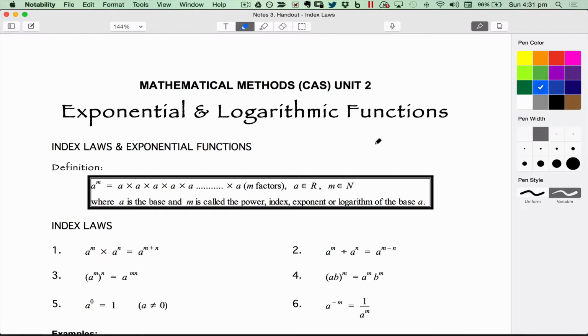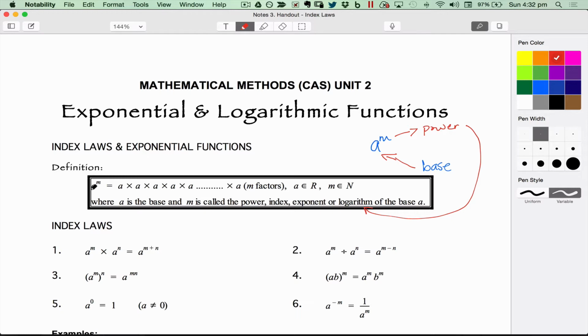Now when we have an index written out, and I'm just copying this one from here, we end up with a to the m. Just a reminder, the big number, the a in this example, is the base, and this little number is the power, but it's also known by all these other terms as well. The m can be called the power, the index, the exponent, or the logarithm, and this one will be really useful when we do our logarithmic functions later on in this unit.